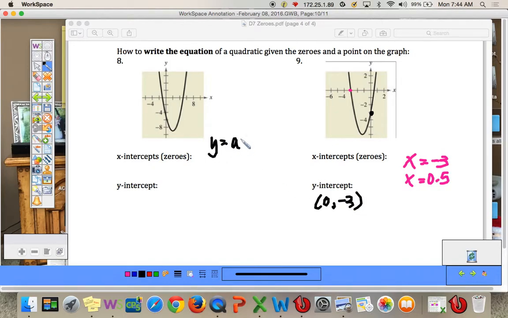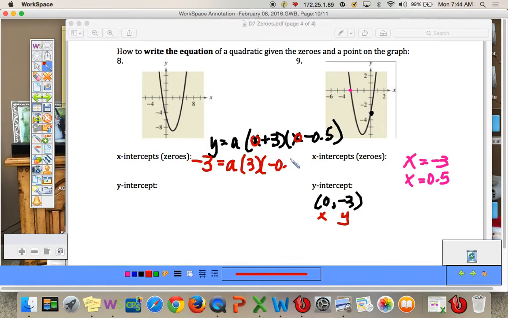And again, we're going to plug into this equation. Y equals A, that's what we have to figure out. And then we do the opposite of the 0. So x plus 3, x minus 0.5. We're going to plug this point in for x and y. So we have negative 3 equals A times, and here the x's are zeros, so we have 3 times negative 0.5. All right, now we solve. 3 times negative half is negative 1.5. Divide each side by negative 1.5.